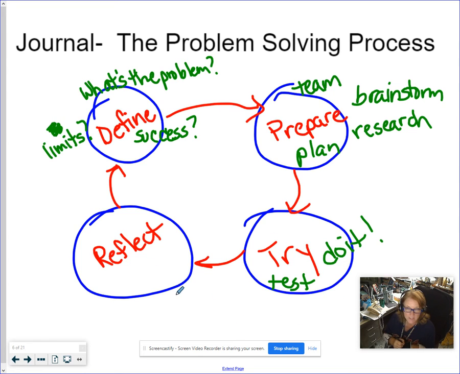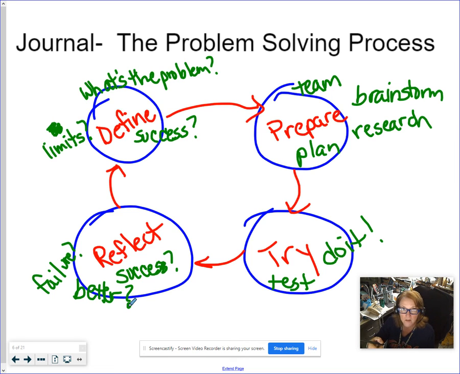And the last one here, the reflect part, which is often the most important, is you're asking yourself, okay, did it work? Did we have some success? All right. Or did it not work so well? Did we experience some failure? And what did we learn from that? Is there some way that we can take what happened and make it better, which is exactly what we did with our aluminum foil on our boats.